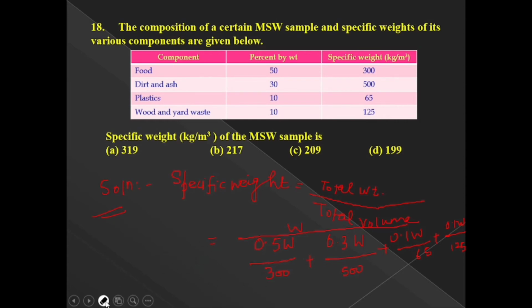After solution I found the value, our total value is equal to 217.4 kilogram per meter cube. That is our answer. Option number B is the correct option.